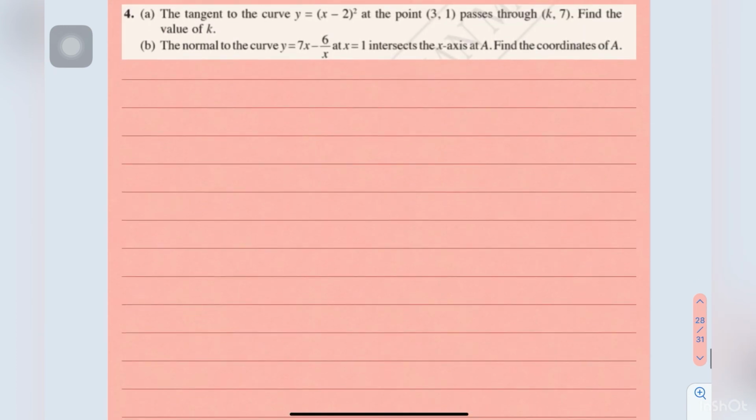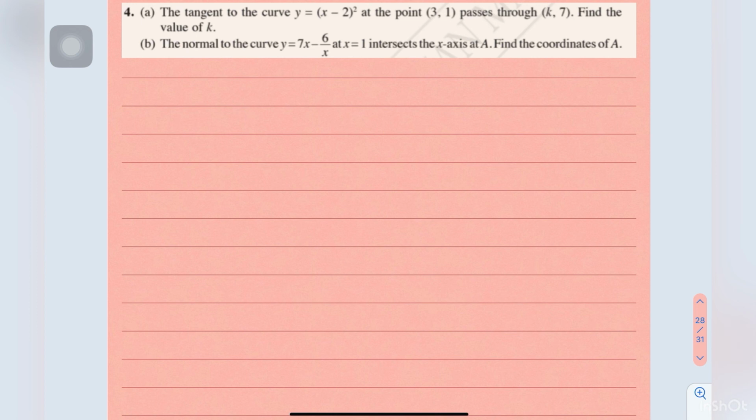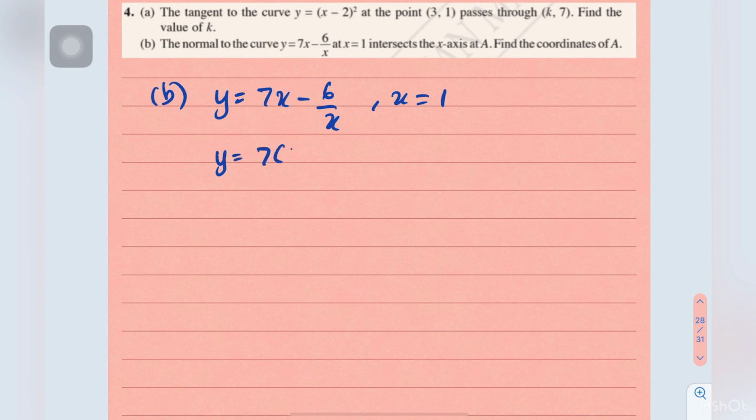Next question, question B. The normal to the curve. This is a different question to question A. So in B, we have the curve y equals 7x minus 6 over x, and x equals 1. Then we have to find the coordinate of y, so we substitute: 7 times 1 minus 6 over 1, which is 1. So the coordinate is (1, 1).